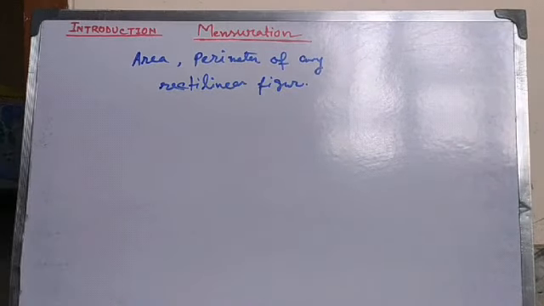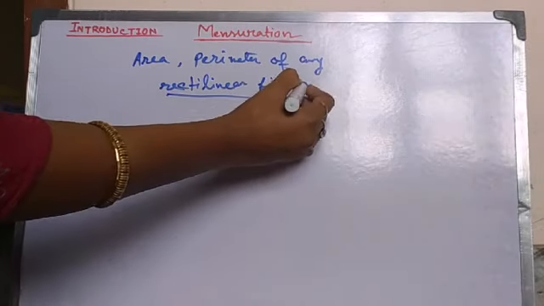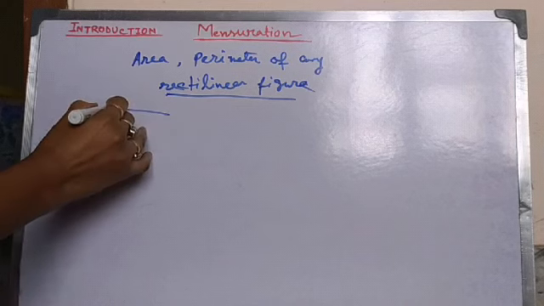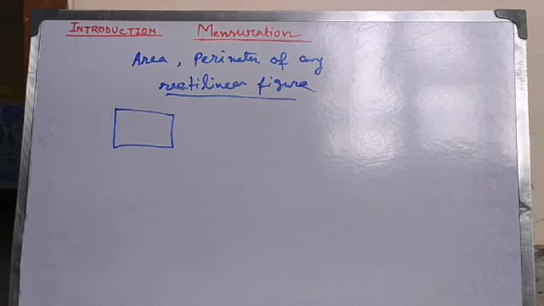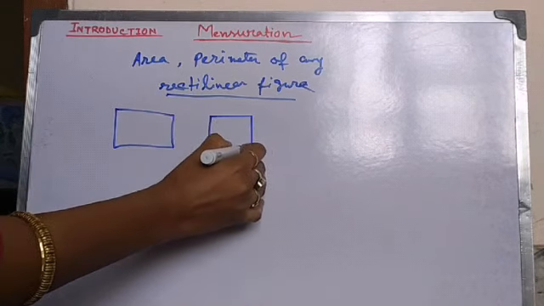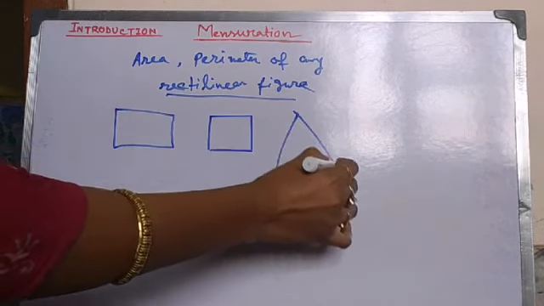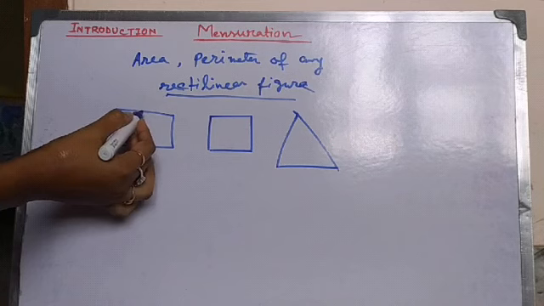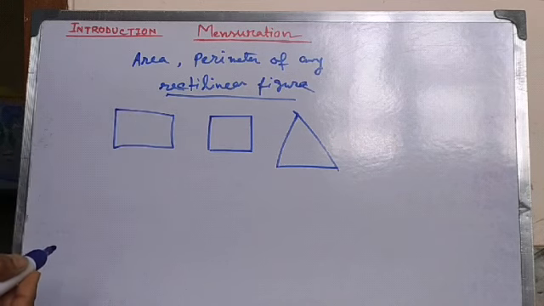Now what do you mean by rectilinear figure? Rectilinear figure means a figure is made up of some sides. Suppose this is a rectangle, this is a square, this is a triangle. All these figures are made up of line segments. So these line segments are called their sides. So this is a rectilinear figure.